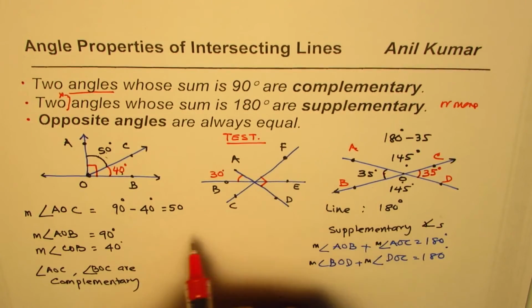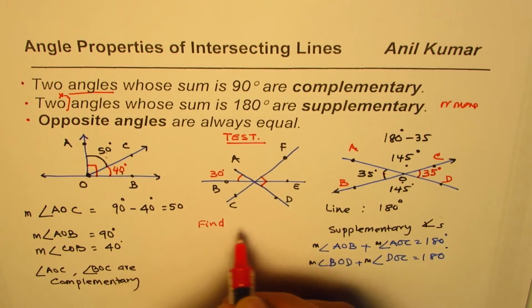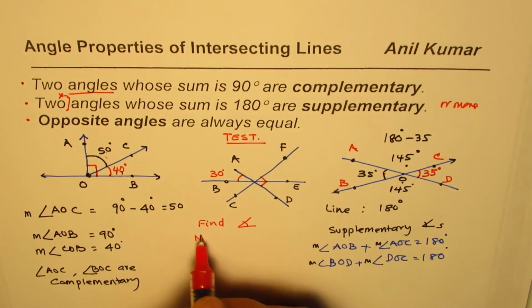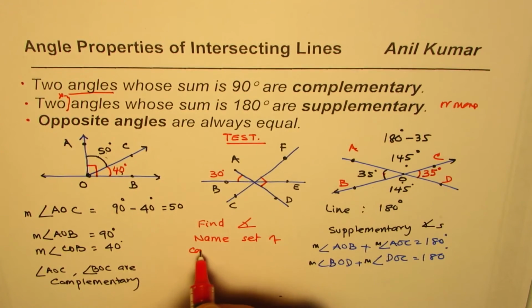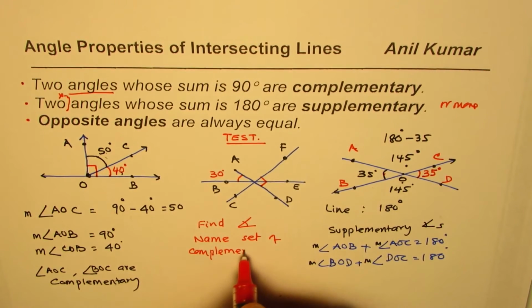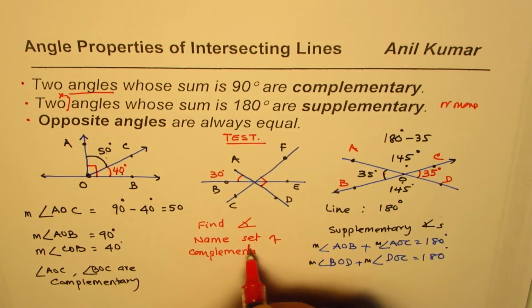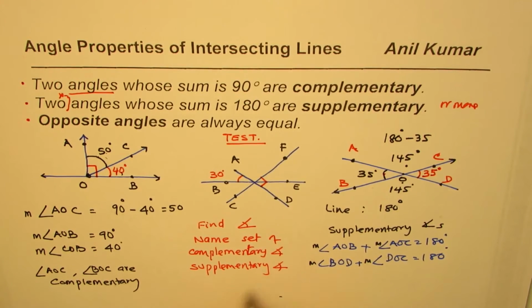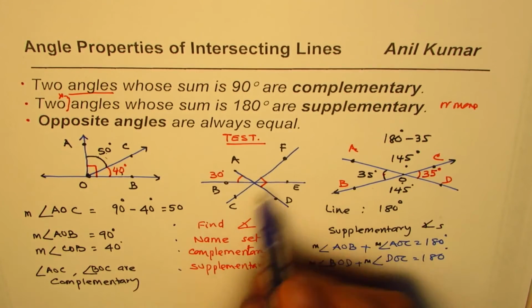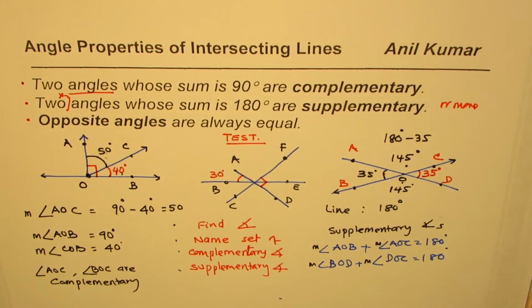So in this question, the first task is to find the angles, and then you have to name the sets of complementary angles and supplementary angles. Okay, so these are the things which you have to do for that part. You can pause the video, answer, and then look into my suggestions. Okay, so let's begin. How are we going to answer this question?